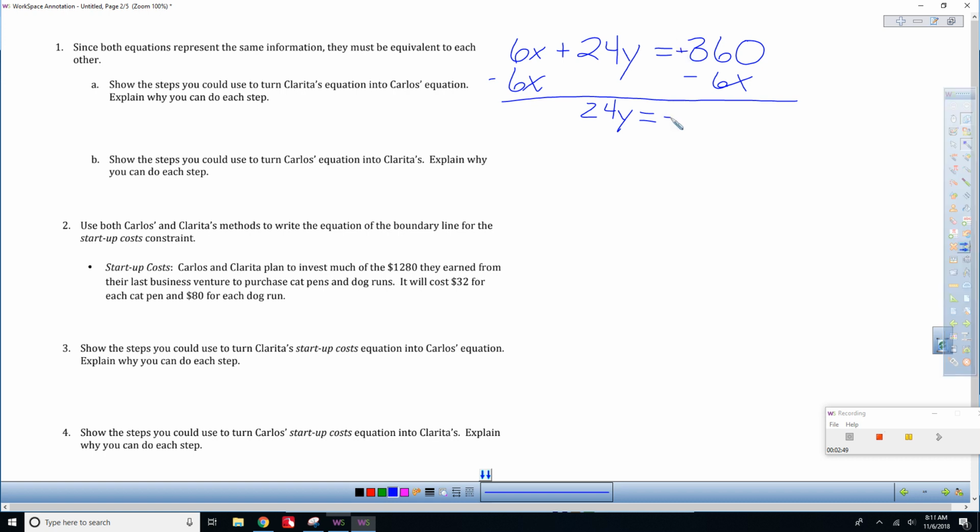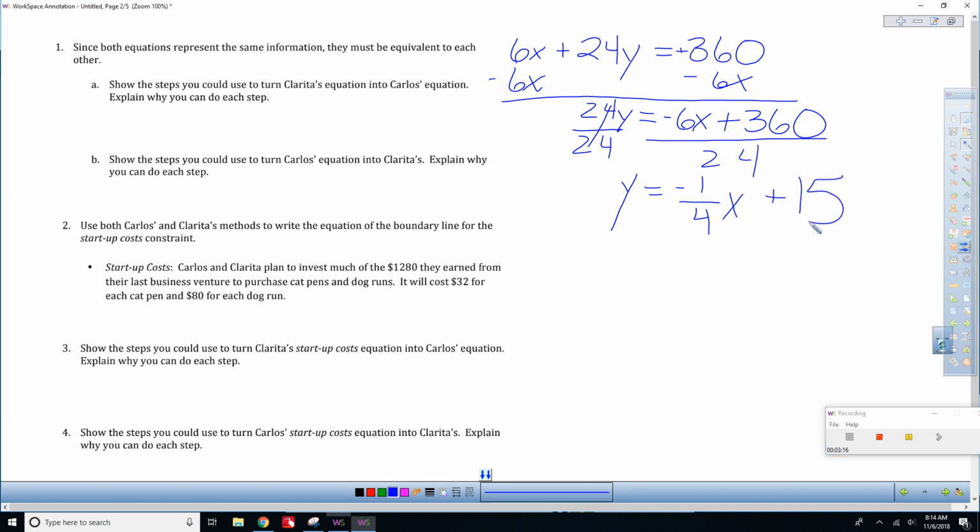Since we want it in mx plus b form, I'm going to write it like that. Okay? Divide each side by 24. I've got to divide everything over here by 24. And you get y equals -1/4 x. 6 over 24 reduces to -1/4. And 360 divided by 24 is 15. So you get the same equation that Carlos had.